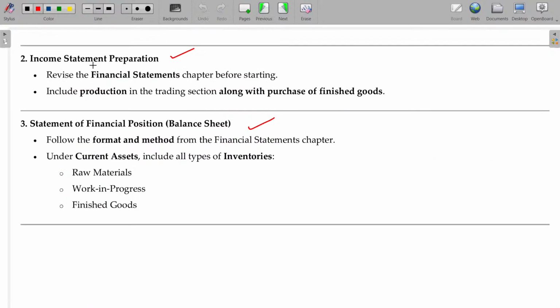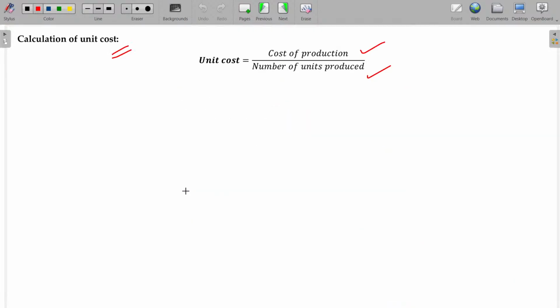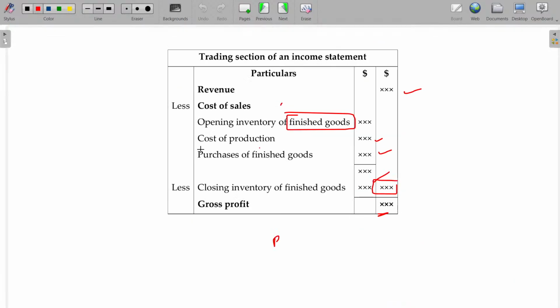Then income preparation, the income statement will be similar to the income statement you have studied in the financial statement chapter. In the balance sheet, the format will be the same, but in current assets, as he is the manufacturer, he will have three forms of stocks: inventories, raw material, work in progress, as well as finished goods. Is that clear? This is the format for the manufacturing account, and of course the rest will be the same. And in the trading section, you have to add the cost of production also, apart from the purchased item.